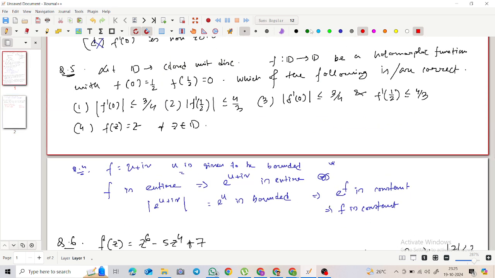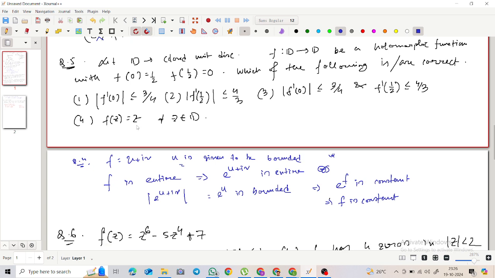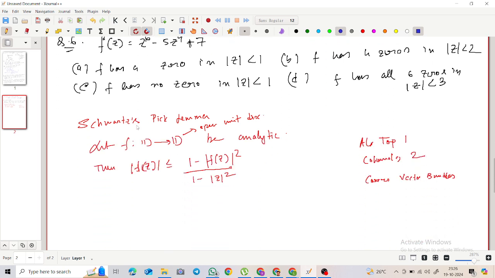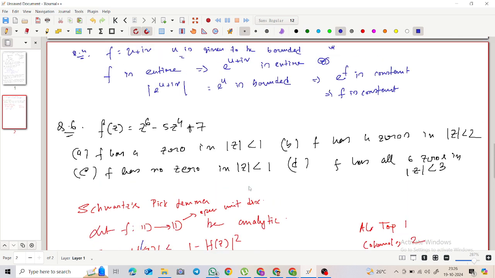Okay, so you can put here and check things. You can use Schwarz-Pick lemma to see these things, like f prime 0 is less than or equal to 3 by 4, f 0 is half and f half is 0. So this was f prime 0, right? So tell me, what is mod f prime 0 square? This is 1 minus f 0 squared, that is 1 minus 1 by 4. This is 3 by 4. So f prime 0 is less than or equal to 3 by 4.